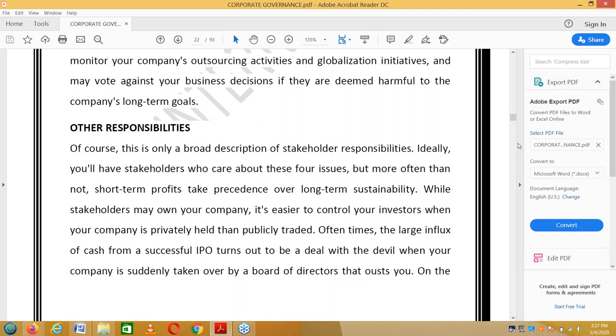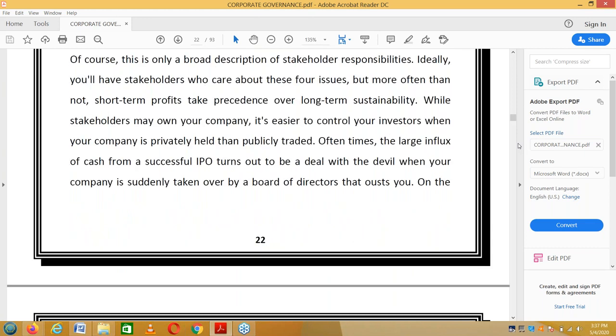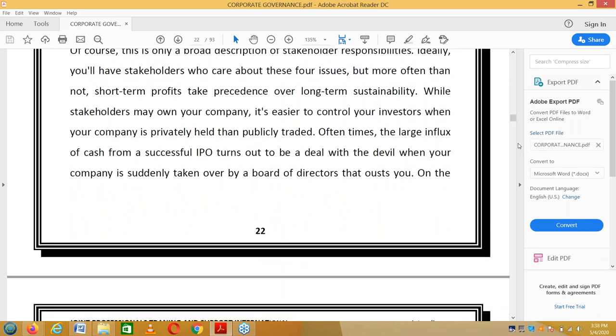While stakeholders may own your company, it's easier to control your investors when your company is privately held than publicly traded. Oftentimes, the large influx of cash from a successful IPO turns out to be a deal with the devil when your company is suddenly taken over by a board of directors. That's when there is cash flow within your company. Every high-profile personnel will want to be part of your company. So that's why they explain that it might turn out to be a deal with the devil when your company is publicly traded, not privately held.